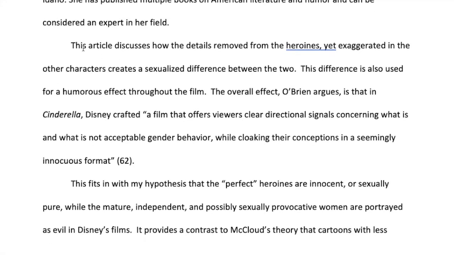So then I go on to give a quick summary. This article discusses how details removed from the heroines, yet exaggerated in the other characters, creates a sexualized difference between the two. This is what this essay was talking about. You can go into a lot more detail in your summary if you want to. If you have a lot of notes on a topic, go ahead and put them into your annotated bibliography, because like I explained, this can be a resource to keep everything together. I did a really quick version here just to shorten the video and keep things moving. I did decide here to include a quote.